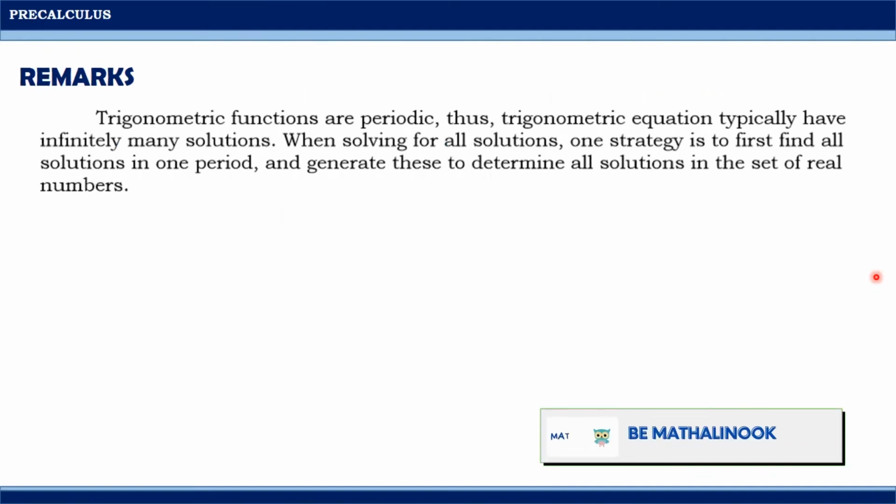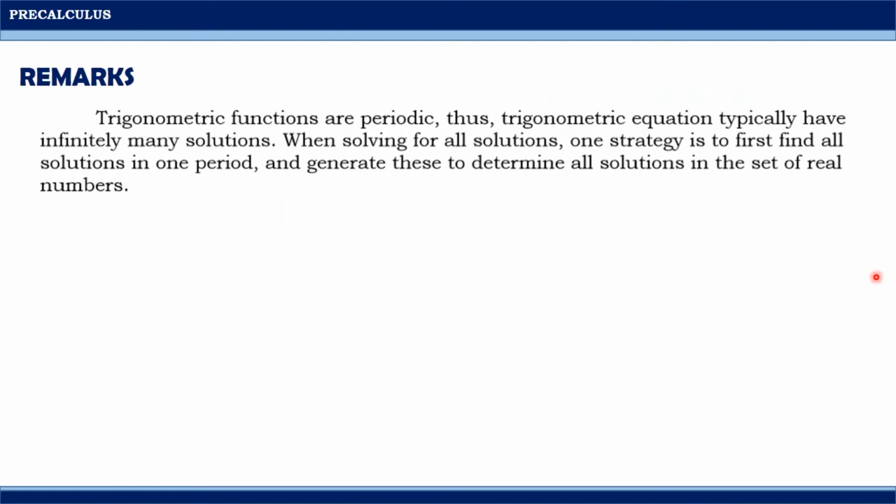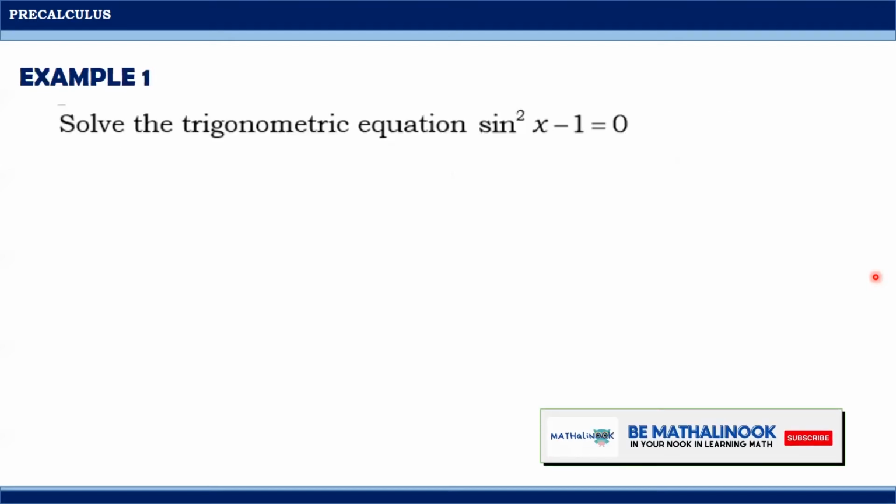Thus, trigonometric equations typically have infinitely many solutions. When solving for all solutions, one strategy is to first find all solutions in one period and generate these to determine all solutions in the set of real numbers. Let us consider this example. Solve the trigonometric equation sine squared x minus 1 equals 0.